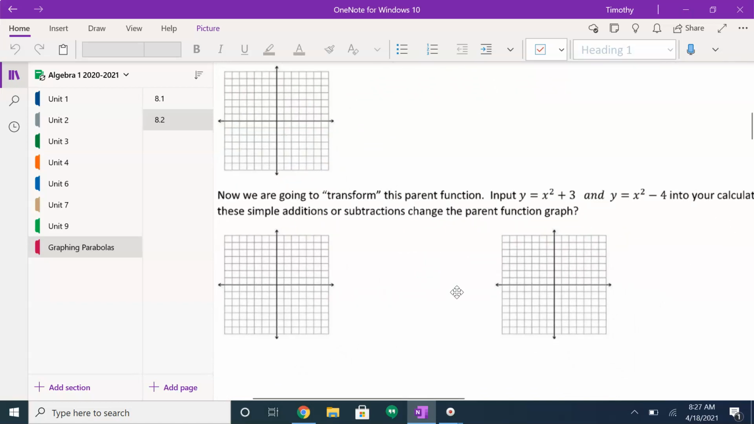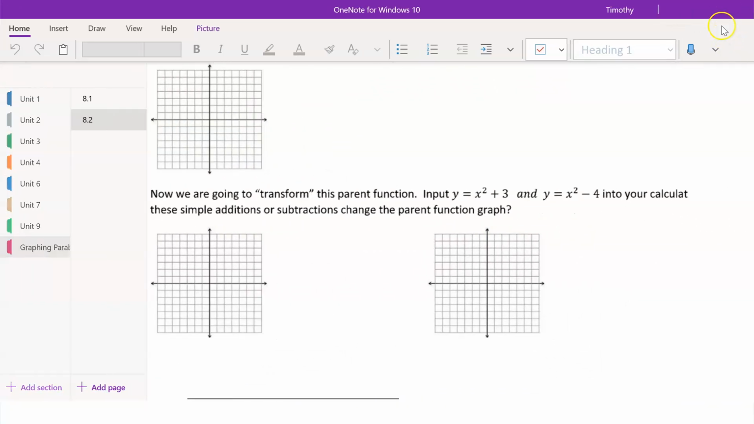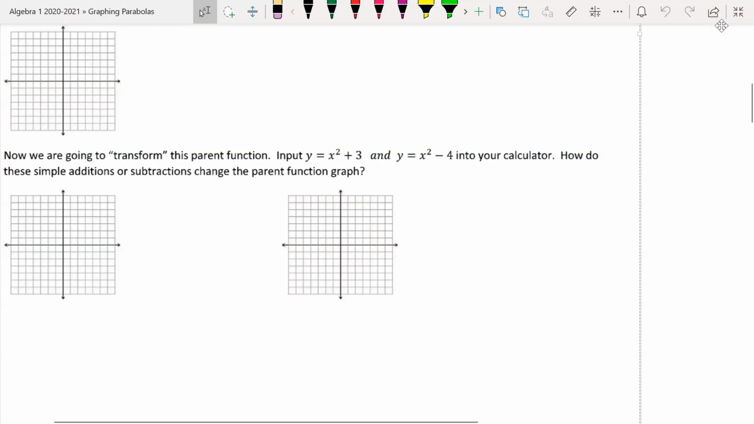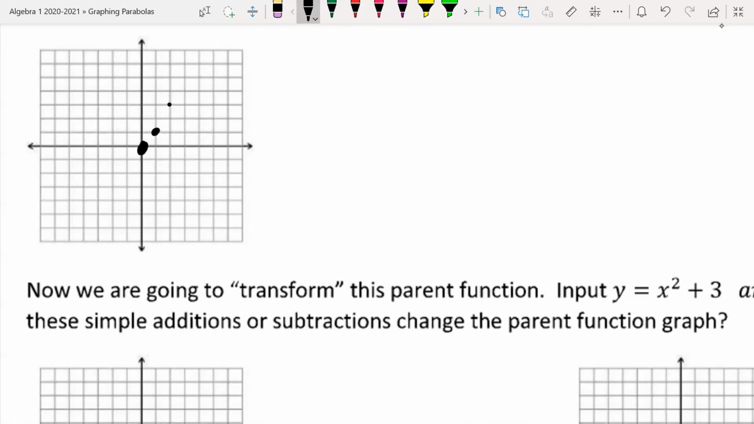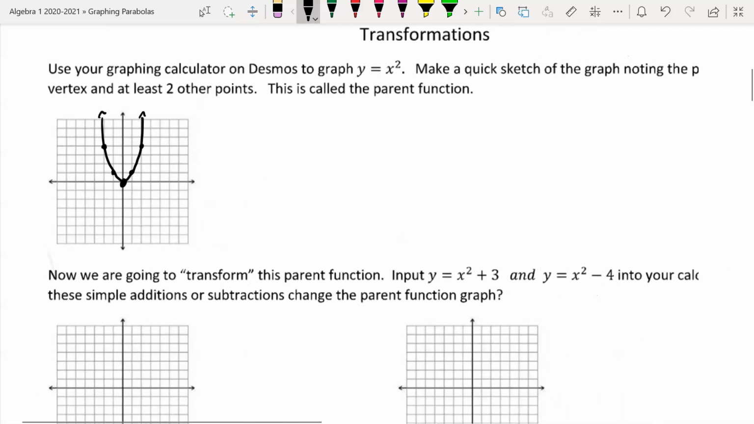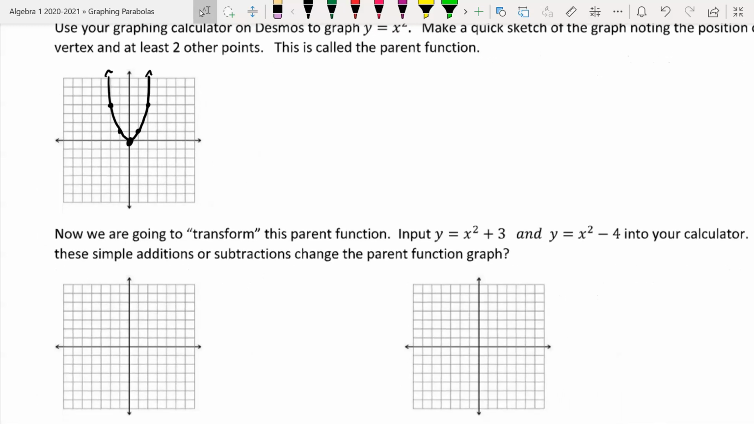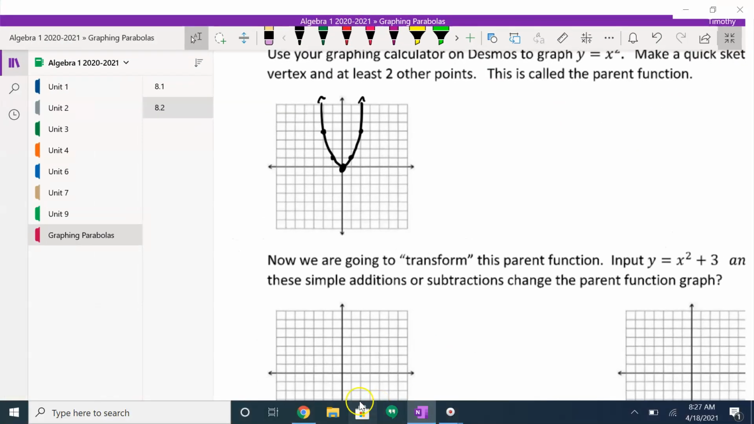So now we're going to transform this parent function input into y equals x squared plus 3 and y equals x squared minus 4. I'm going to go ahead and graph that first one just so we have it as an example. So (0, 0) is my vertex, (1, 1), (2, 4), and we're going to graph our parabola. Okay? So now we're going to transform this. It says y equals x squared plus 3 and y equals x squared minus 4. Let's see what it does to the parent graph.